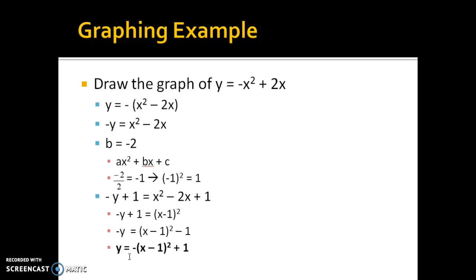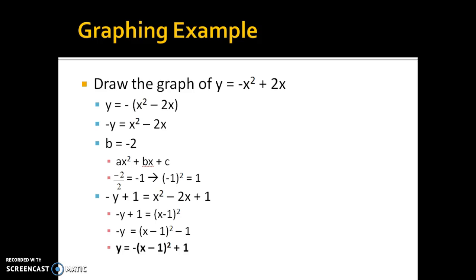So you multiply everything by negative 1. And this part is really important. You don't just multiply the negative 1 with the (x minus 1) squared term. You also want to multiply it with the 1. So this 1 changes from a negative 1 to a plus 1. So your finished product should be y equals negative (x minus 1) squared plus 1.